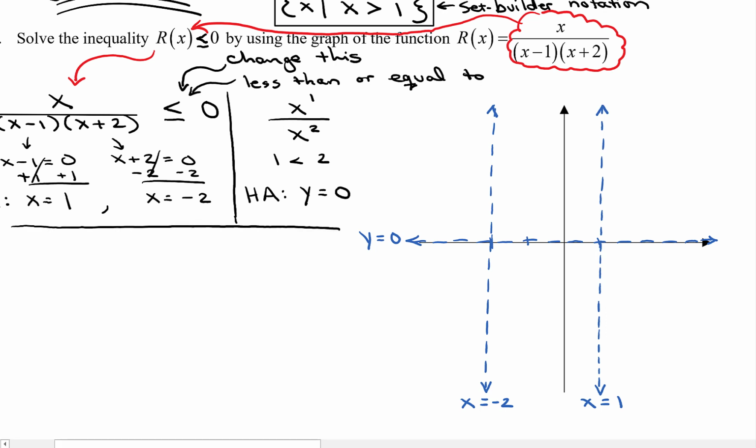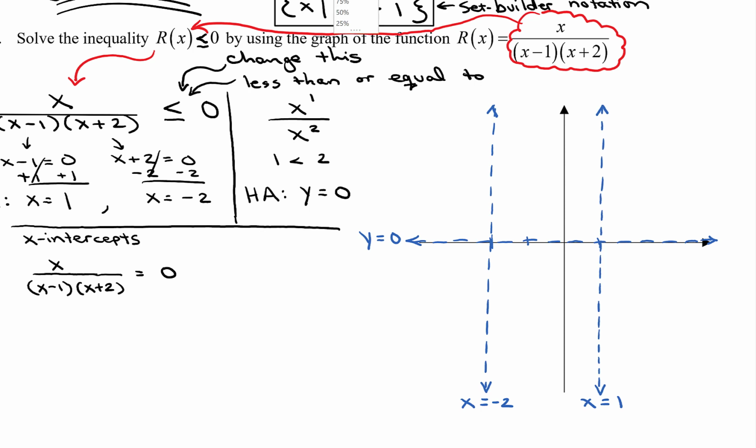Now we're going to find any x-intercepts. To find x-intercepts, we're going to replace the y part with a 0. Instead of an inequality, I'm going to use an equal sign, because I'm solving this equation to see if I can find where this rational function has any x-intercepts.